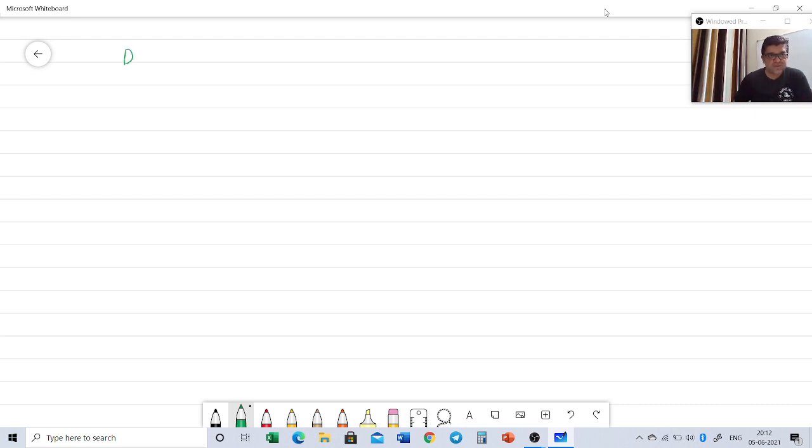Friends, today we are going to discuss evaluation of double integrals. First, let us look at how the double integral looks. A double integral might look like this: integral a to b, integral m to n, some function of x, y, dx, dy.